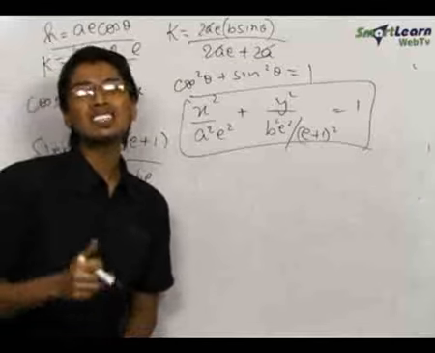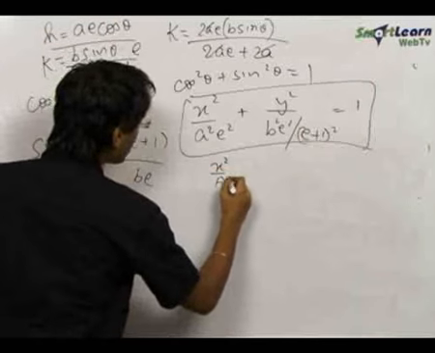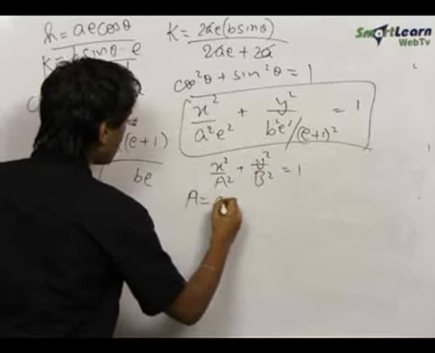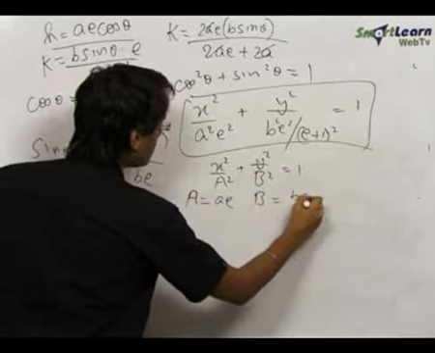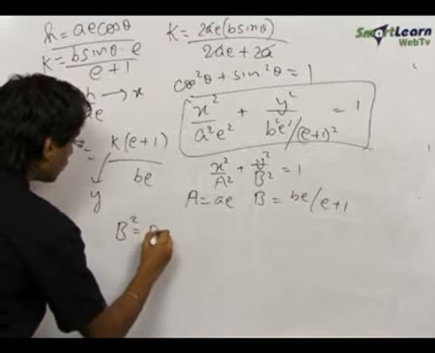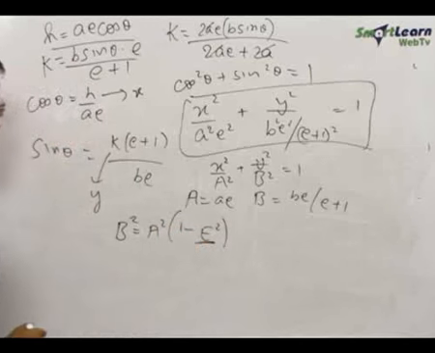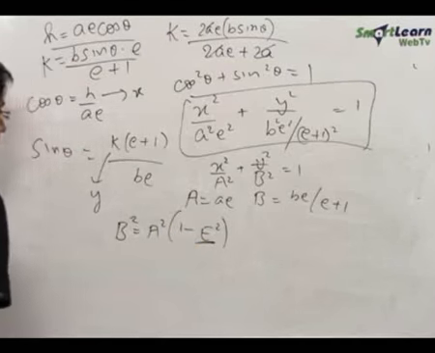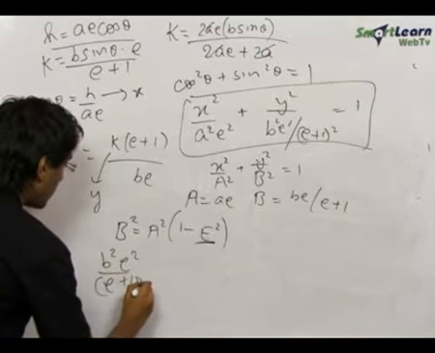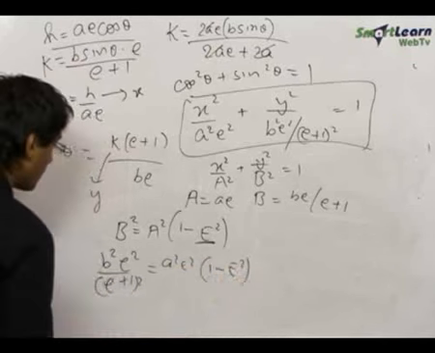And now we need to find the eccentricity of this ellipse. For this ellipse, we can write x square by capital A square plus y square by capital B square equal to 1. Capital A is ae and capital B is be upon (e plus 1). And we know that B square is equal to A square times (1 minus capital E square). Let capital E be the eccentricity of this ellipse. So this becomes b square e square upon (e plus 1) whole square is equal to a square e square into (1 minus E square).